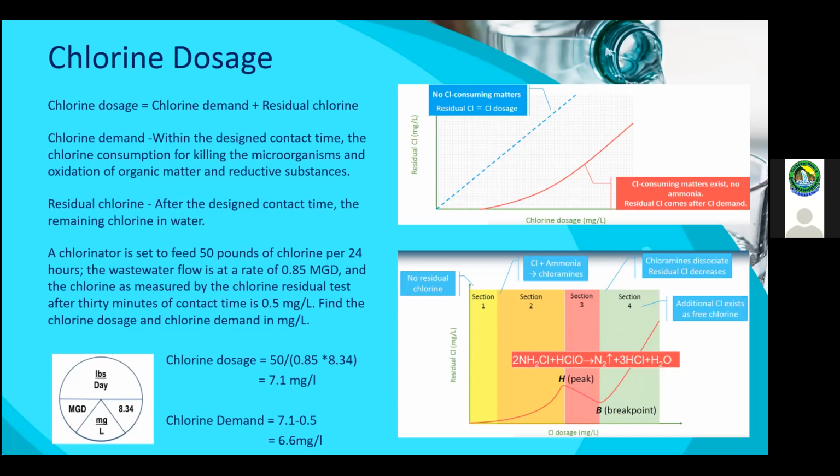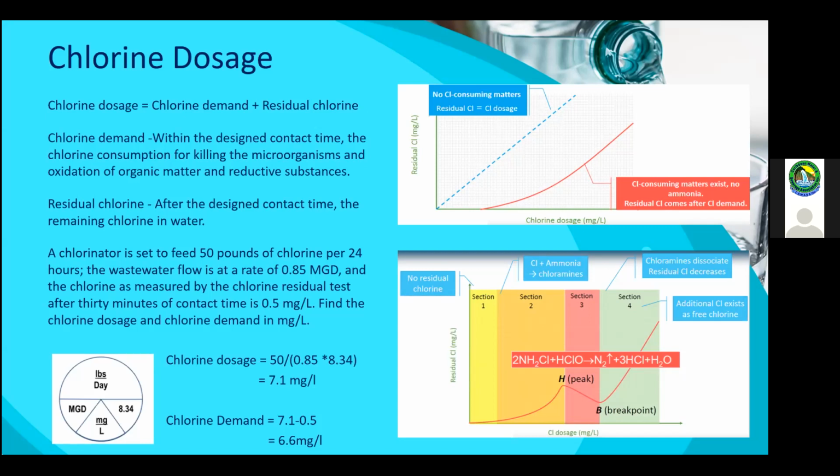And when we talk about chlorine consuming or reacting species in your water, there are some materials commonly found in your wastewater that take precedence in reacting with your chlorine. And these are things like your hydrogen sulfide, your ferrous iron, manganese, nitrite. So these would take precedence in reacting with chlorine.